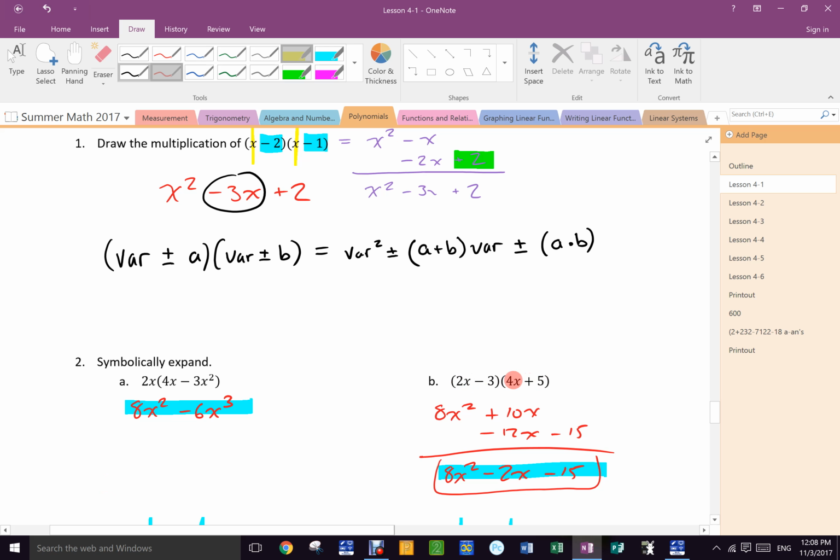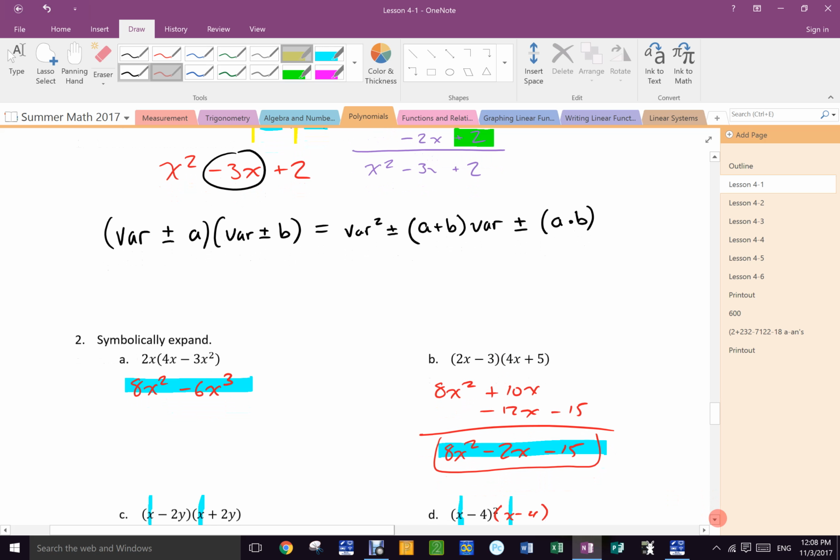What about this one? Can I do the shortcut? Yes or no? No. Why? Because I got a number at the front, don't I? It only works when it's just a letter. But there's the right answer.